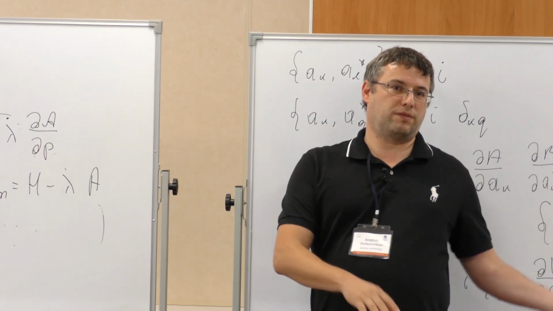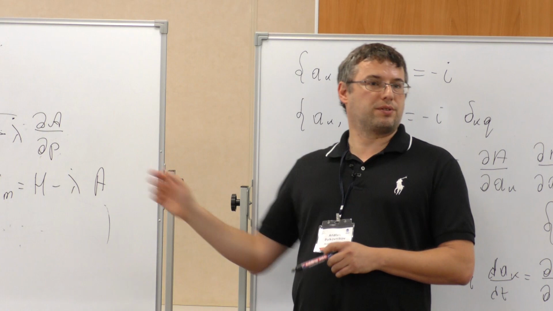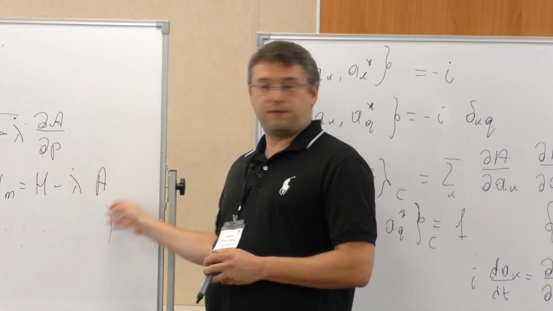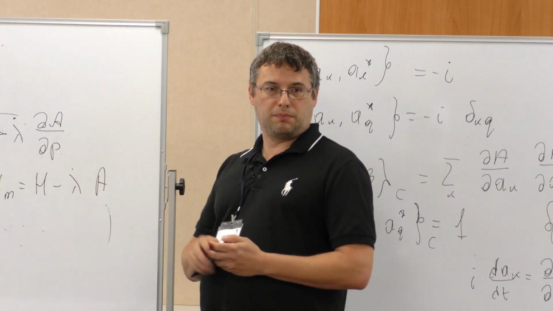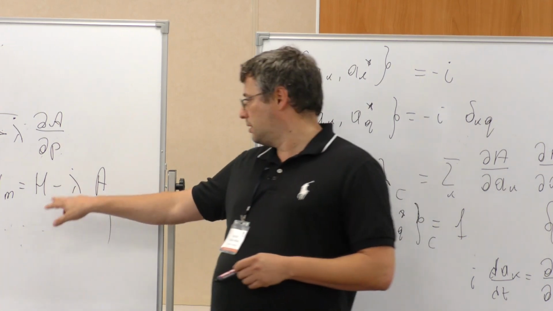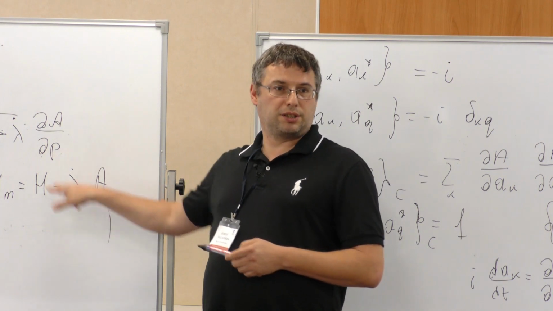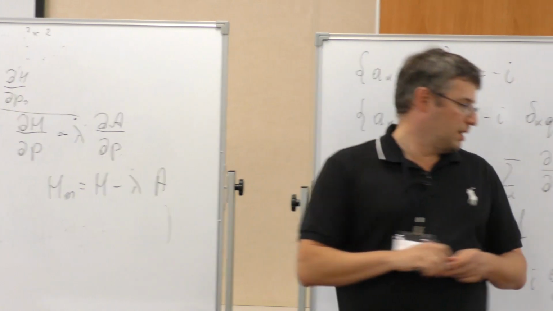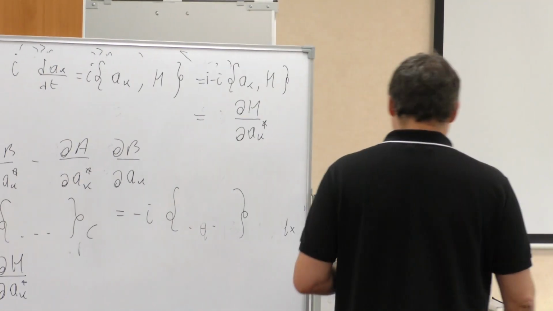When you go to a moving frame, H goes to H minus Vp. If I do rotations, it's actually the famous transformation to the rotating frame. I get H minus omega, my lambda is theta, it's the rotation angle, minus omega times angular momentum. Let me do one example, which is probably a bit less trivial.